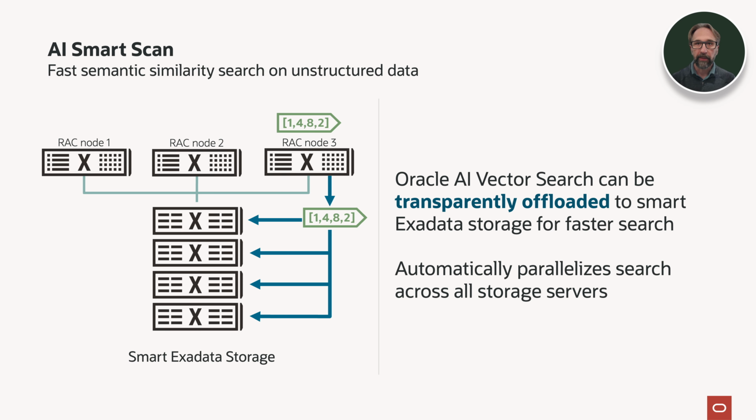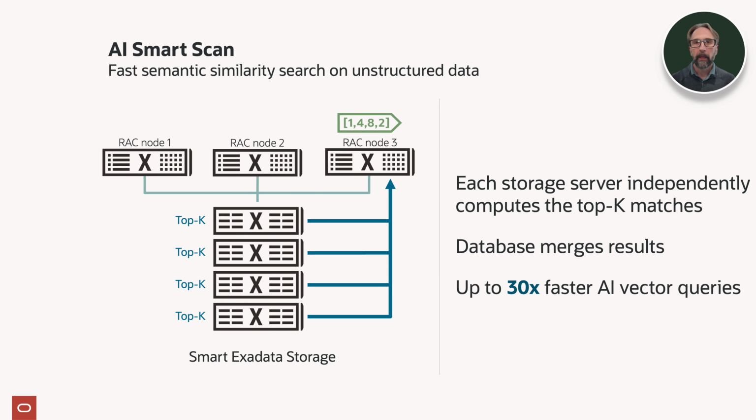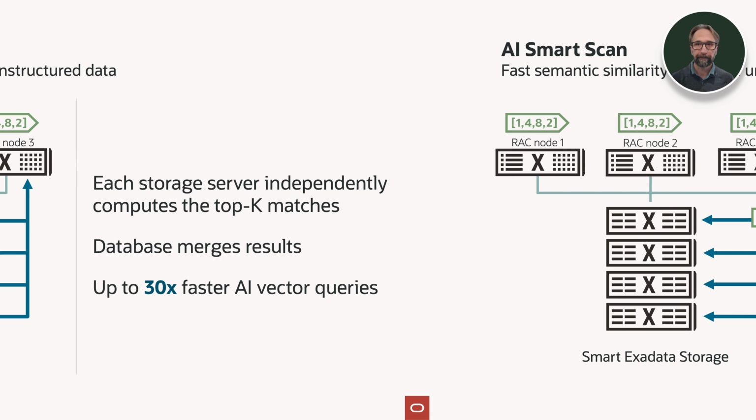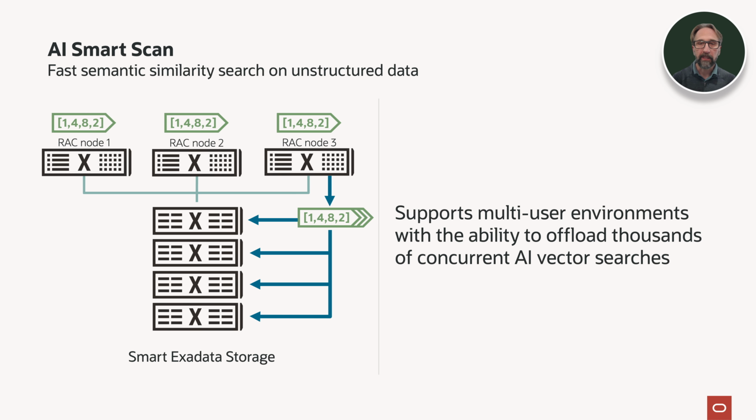Oracle AI Vector Search can be transparently offloaded to smart Exadata storage for faster search results. It's automatically parallelized across multiple storage servers to give the best performance for AI workloads. Each storage server independently computes the top K matches, and the database then merges the results sent from each of those storage servers. This results in up to 30 times faster AI vector search queries. Importantly, Oracle Database 23 AI and Exadata support multi-user environments with the ability to offload thousands of concurrent AI vector searches.